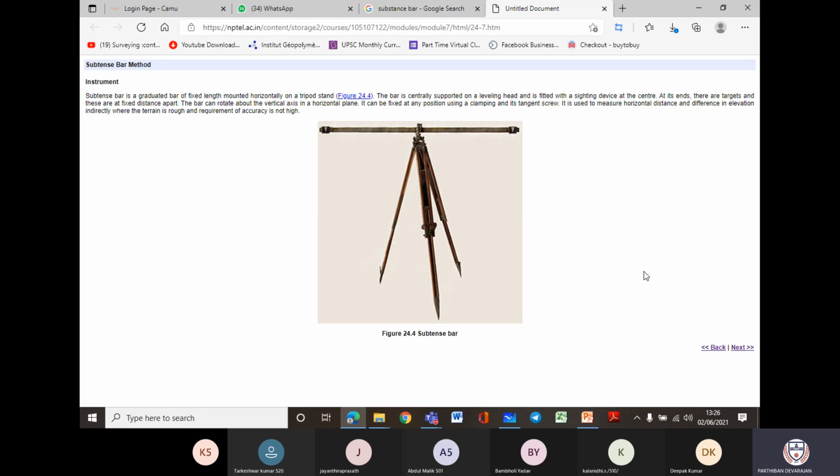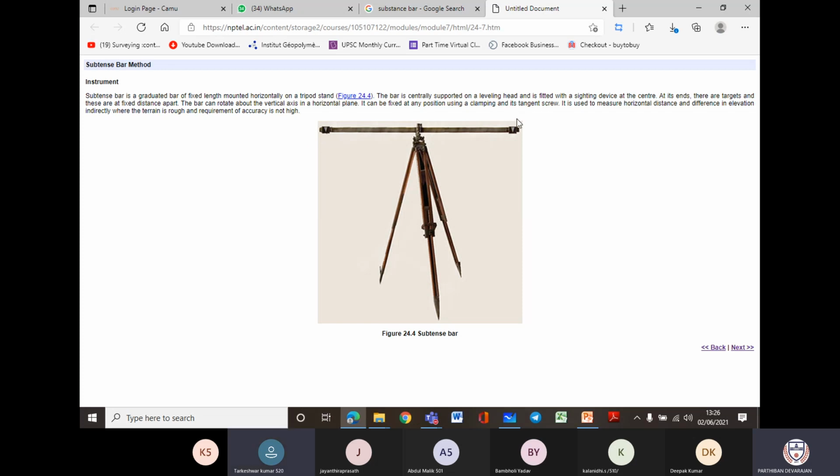The subtense bar is nothing but an actual scale, a wooden or steel scale. You saw the steel scale, right? It's like a steel scale. Its length is about 4 meters. We need to fix this subtense bar over a tripod, centrally.